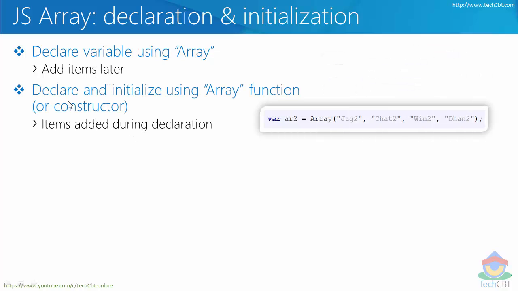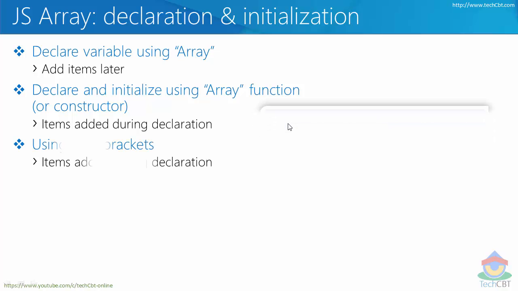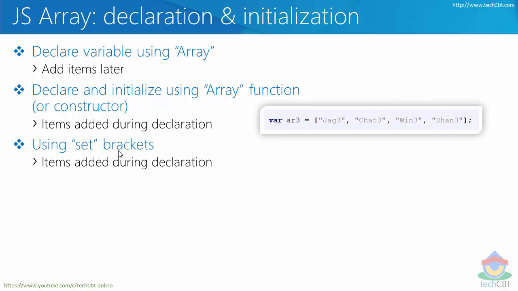The next thing is that you can declare and initialize using the Array function itself. As I mentioned, Array is also a function. Now you can have multiple items added to the same array within the same line, which means you are declaring and initializing at the same time. All of these four values will be added to the same array. So you can see items are added during the declaration itself, and the array is going to have four elements. The next one is using the square brackets.